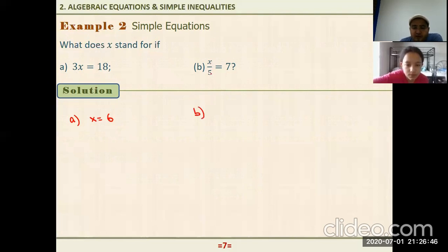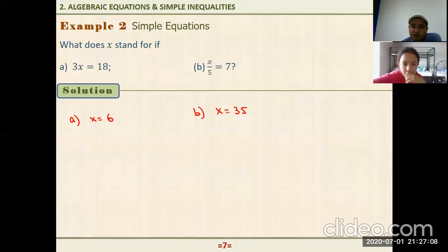What number divided by 5 equals 7? 20 over 5, 4. No. 25 over 5, 5. No. How about 35 over 5? It is 7. That is correct. Then x equals 35, right? So that is 35. As you see here, always guessing this number is not easy.